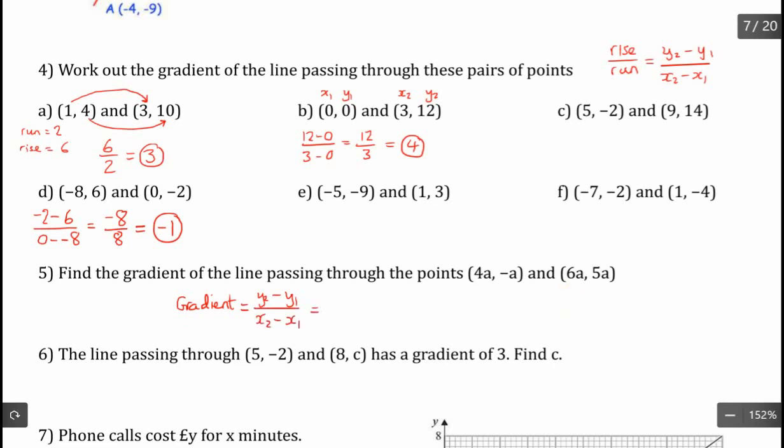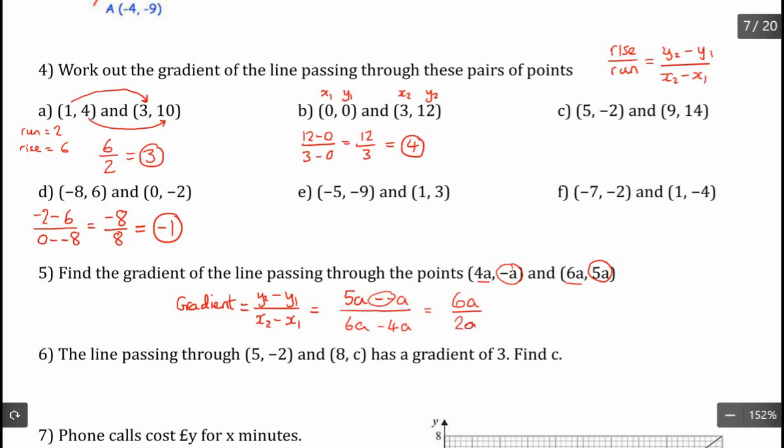So I'm going to say that this one is y2, so I'm going to 5a, and I'm going to take away, whoops, wrong one, take away negative a. Okay, so remember that's going to cause something special in a second. And then I'm going to do 6a, my x-coordinates, take away 4a. So remember this is going to cause a plus, so that's going to be 6a on top. On the bottom, I'm going to have 2a.